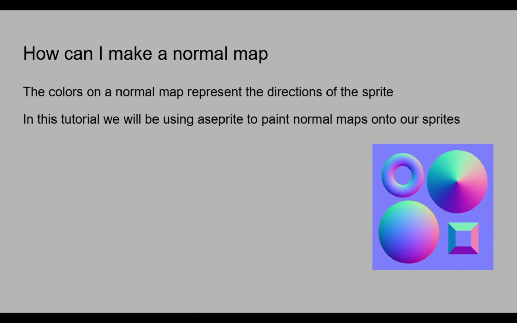How do I make a normal map? The colors on a normal map represent the texture of the sprite. In this tutorial, we will be using Aseprite to paint normal maps onto our sprites. You can use other things. I'm using Aseprite because that's the thing I use, and there's also a normal map palette.